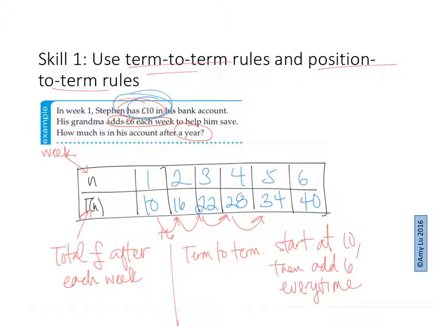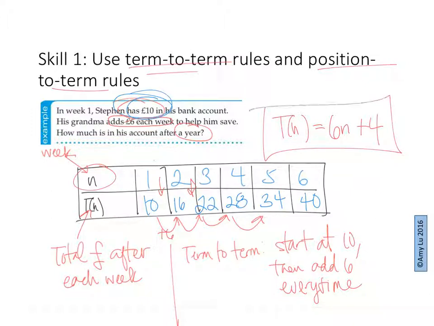So we know that our final term, T of n, the total amount that he has, is equal to, since it's plus 6 every time, 6 times the position. And now you have to think, what are you adding on? So we know it's 1 times 6 to make 6, but how do you get 10? You have to add 4. And so you test it out. 2 times 6 is 12, 12 plus 4 is 16. Okay, so yes, that is our position to term rule.